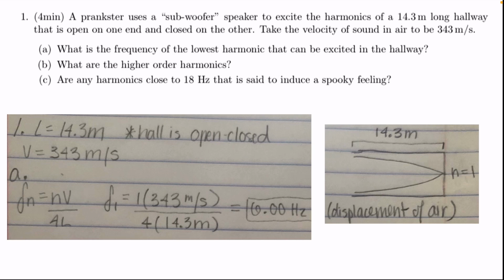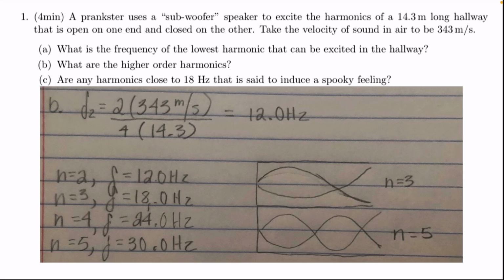Since we know we're finding the lowest harmonic when n equals 1, we can just plug that in, and we were given velocity and the length. So once we plug those in, we get that the frequency of the lowest harmonic is 6 hertz. So that's the answer for part A.